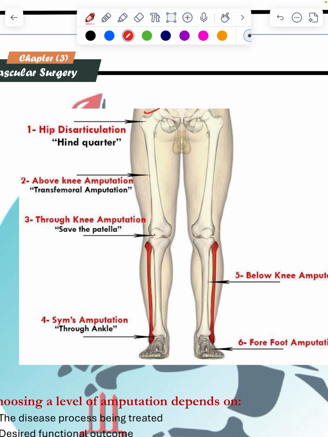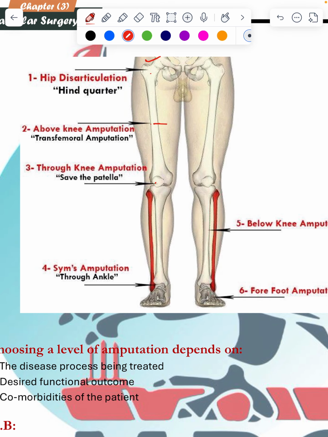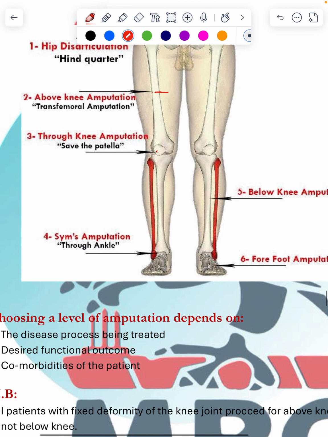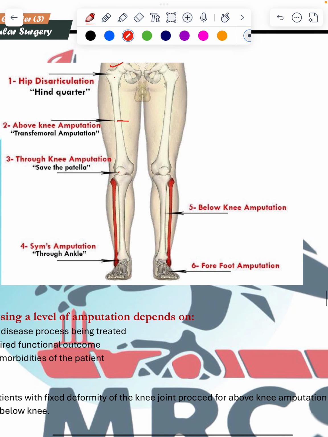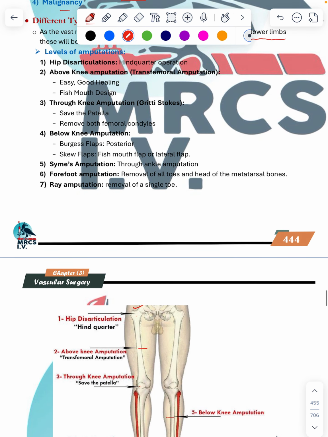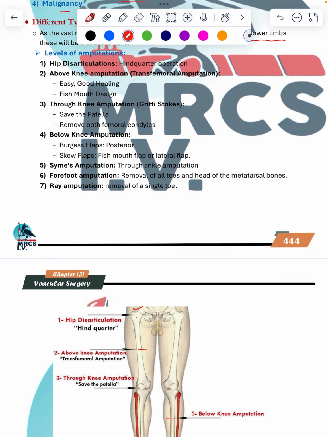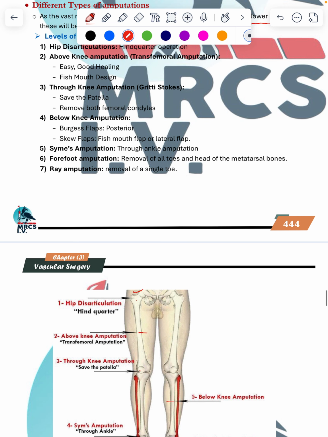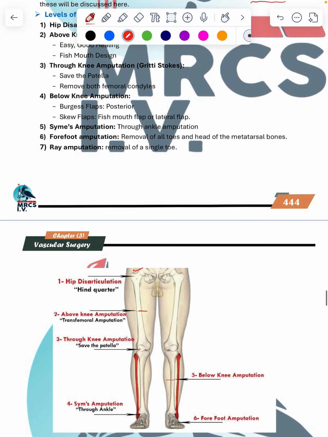This is the knee joint, above knee. This is transfemoral, this is the femoral bone. You are cutting from above the knee, saving the patella, above knee amputation. Then Syme's amputation at the level of the ankle, and below knee. This is below knee and forefoot amputation. So what you do: disarticulation, hindquarter, above knee amputation, transfemoral, easy and good healing. Here you get a fish mouth. The incision is like this, and the bone is like this inside. This is the fish mouth design.